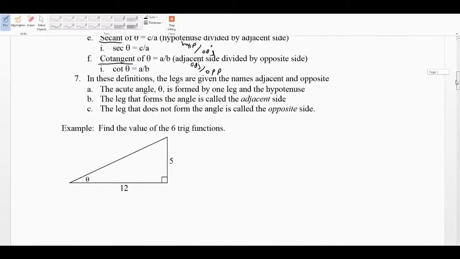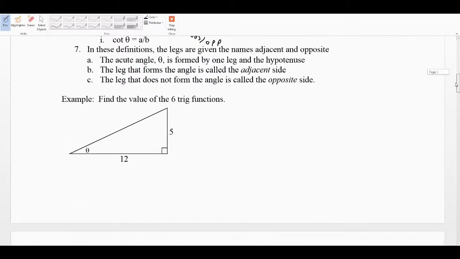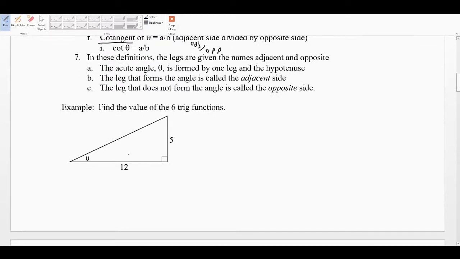And we're going to use the information to find the value of all 6 trig functions. Before we can do that, and this is our theta that we're going to look at, we need to find C. Let's find C.